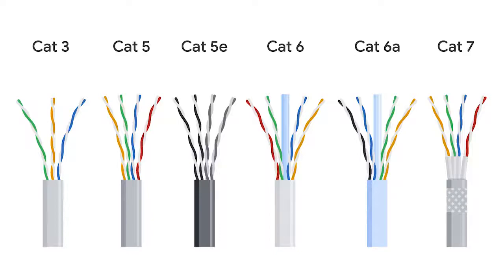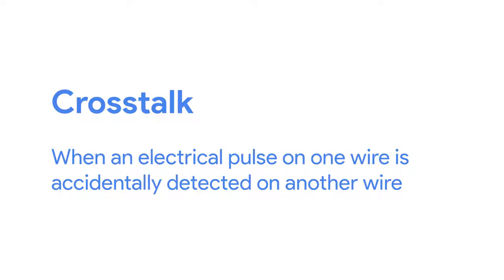The important thing to know is that differences in how the twisted pairs are arranged inside these cables can drastically alter how quickly data can be sent across them and how resistant these signals are to outside interference. Cat5e cables have mostly replaced those older Cat5 cables because their internals reduce crosstalk. Crosstalk is when an electrical pulse on one wire is accidentally detected on another wire, so the receiving end isn't able to understand the data, causing a network error.